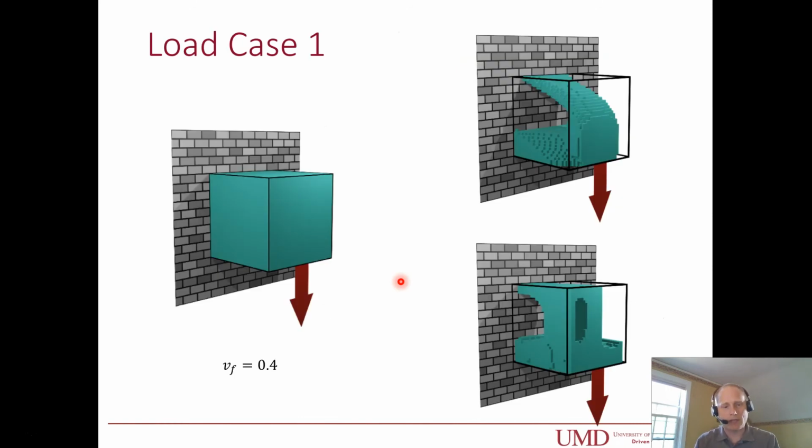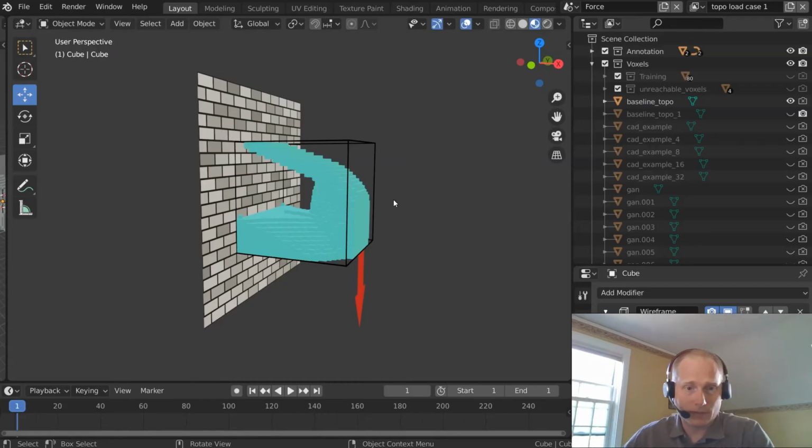So I'll show a couple load cases to see how well this works. This is load case 1, just a simple boundary condition with a force. Here's a traditional topology optimization, and here's our GAN-based topology optimization. Our volume target is 0.4. So the best way to show this is just show you a 3D view of this model.